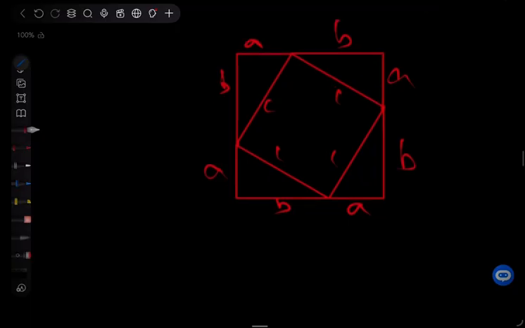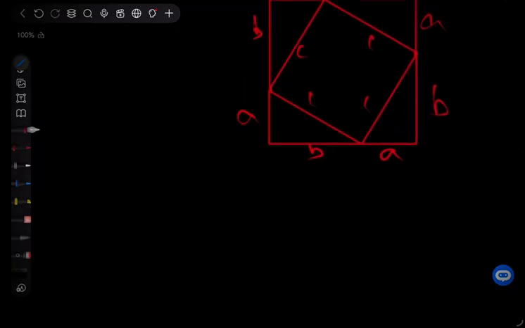So now, to find the total area of the shape, not any shaded part, we can derive it in two methods. One, this is a square, so A plus B is one side. The area of a square is x squared. So A plus B the whole square.